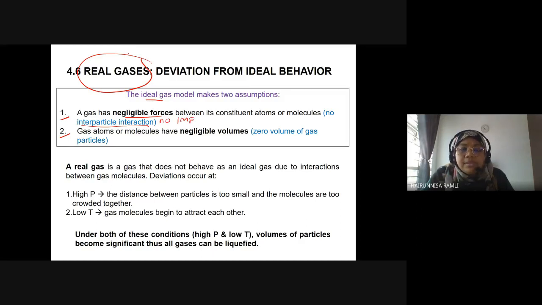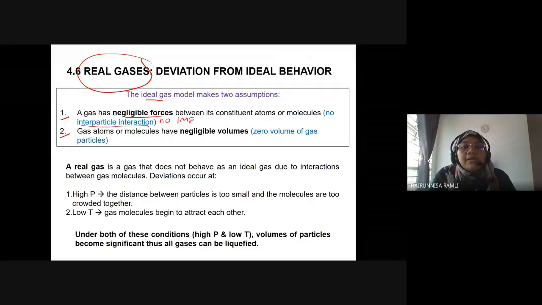Okay, so here awak akan belajar balik or relate balik dengan what you have learned on chapter 3, intermolecular forces. Okay, so negligible forces maksudnya kita abaikan kan sebelum ni. Ideal gas tu dia tak ada interaction, so kita abaikan.